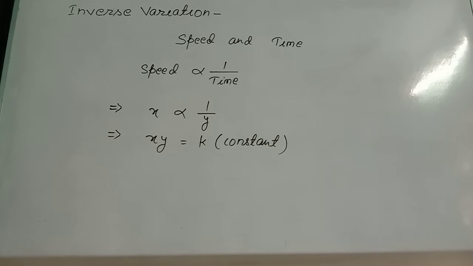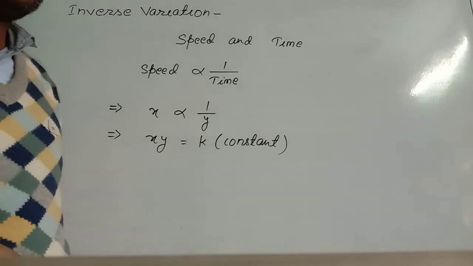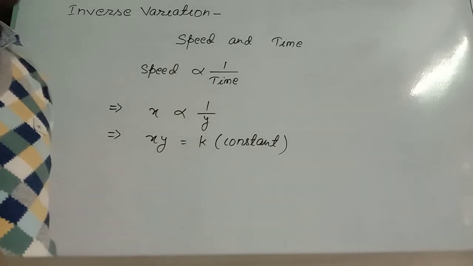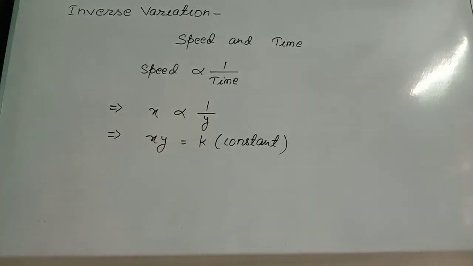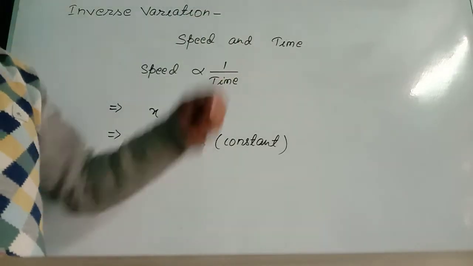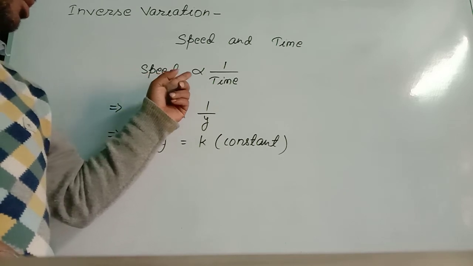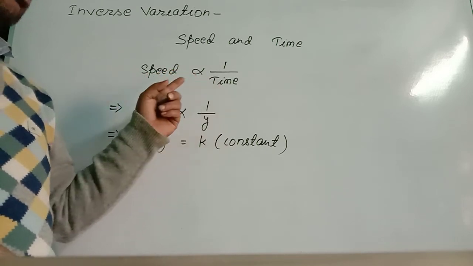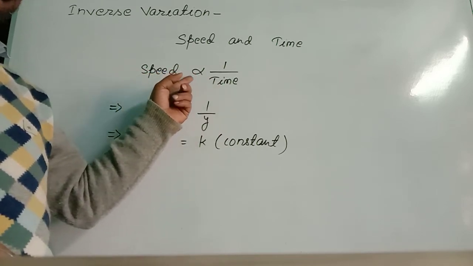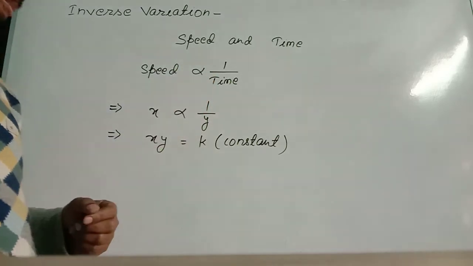To discuss inverse variation, I have taken one example of speed and time. We know if speed increases, then time will decrease, and if speed decreases, then time will increase. So we say speed and time both are in inverse variation. We write mathematically, speed is inversely proportional to time, or speed is proportional to 1 by time.